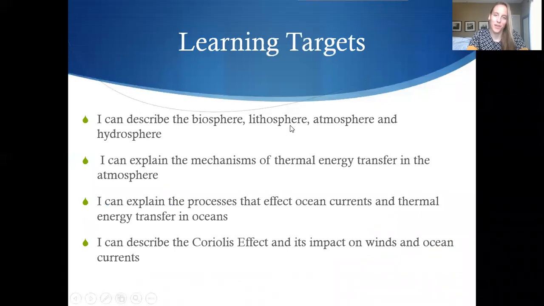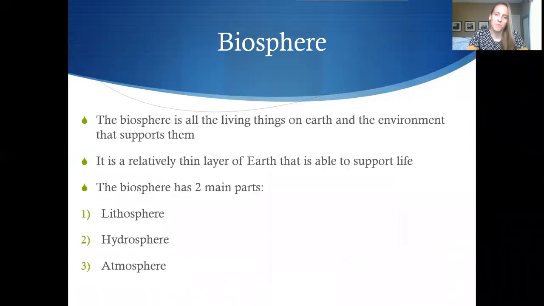We're going to be going over the biosphere, lithosphere, atmosphere, and hydrosphere. We're going to be talking about how thermal energy is transferred both through the atmosphere as well as through the oceans, which is part of the hydrosphere. And we're going to go over how the Coriolis effect impacts both winds and ocean currents. So let's start with the biosphere.